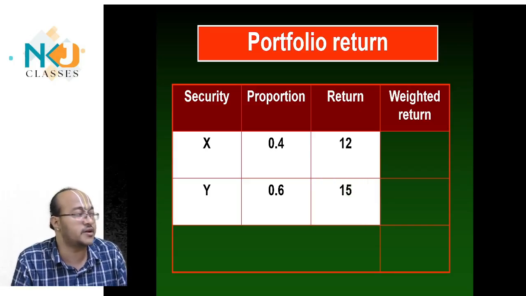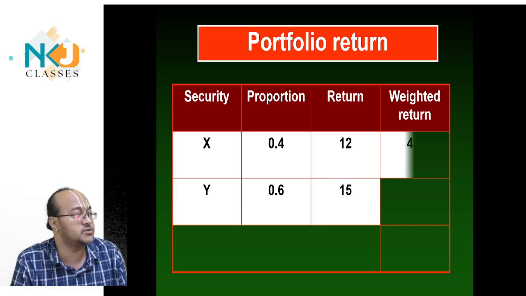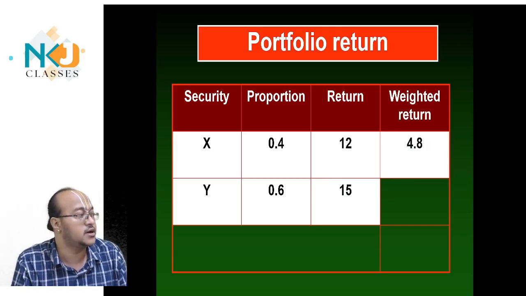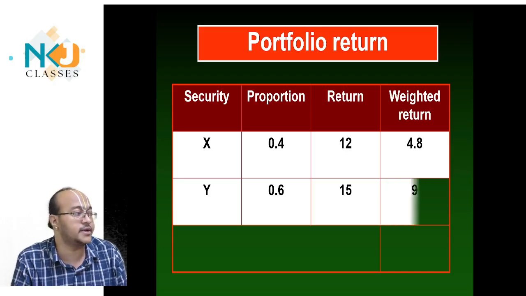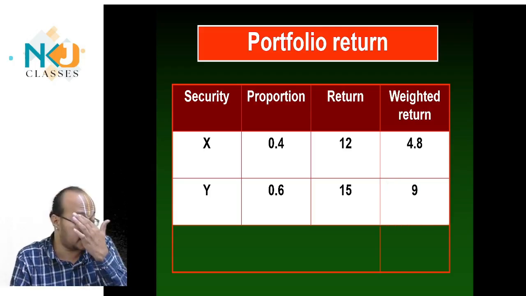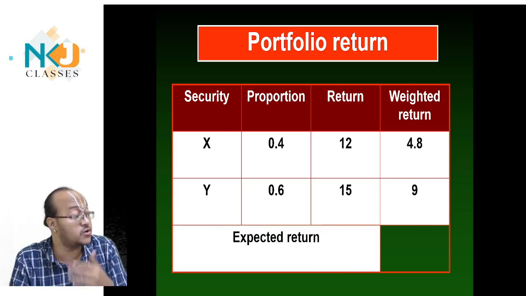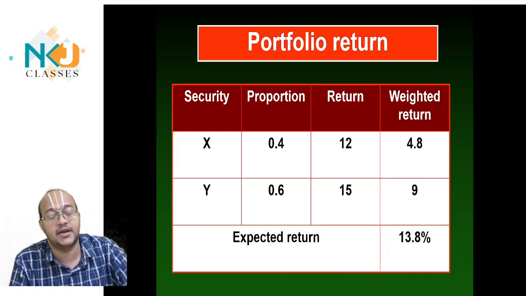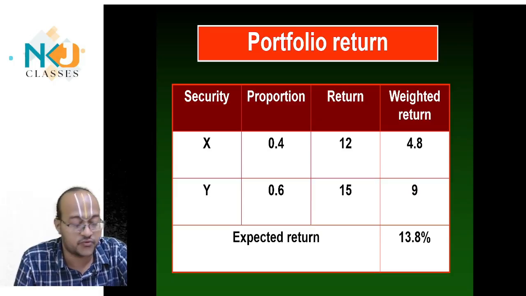What is the weighted return? 12 into 0.4 is 4.8. 15 into 0.6, you will get 9. What is the expected return or average return of the portfolio? It is nothing but 13.8%. Okay, next, portfolio risk.